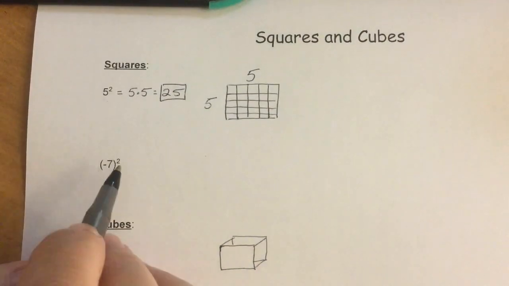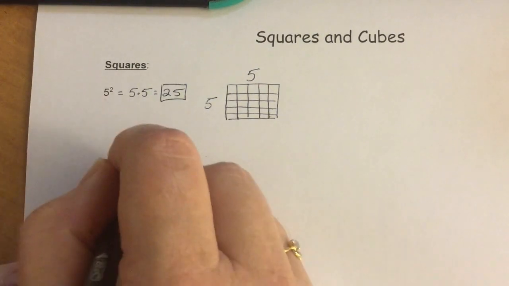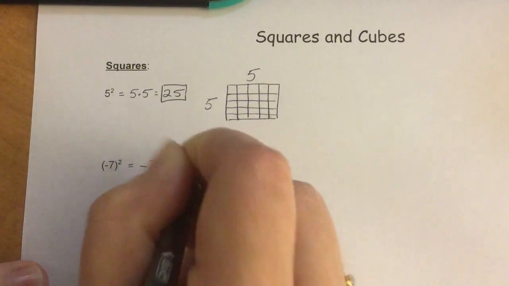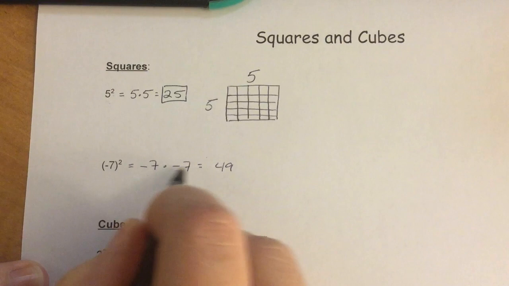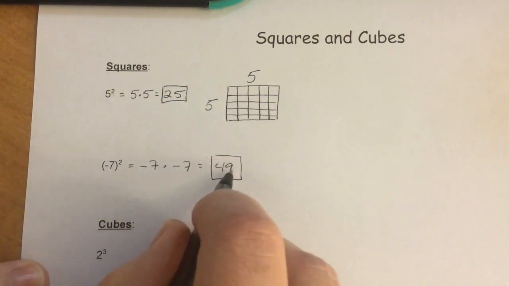Another thing to consider is if you have a negative. So -7 squared like this means -7 times -7. 7 times 7 is 49. And then when you have a negative times a negative, it's a positive. So -7 squared is 49.